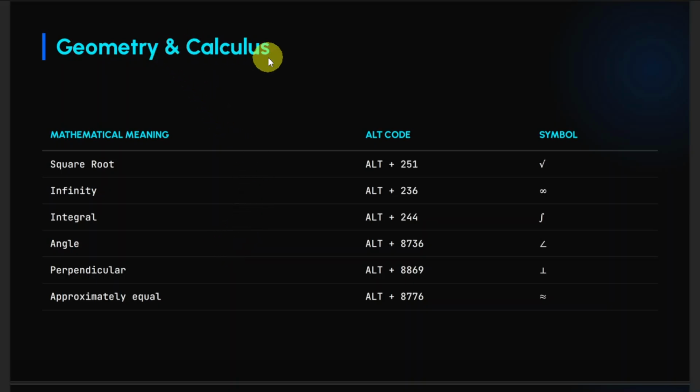These are the geometry and calculus shortcuts. For example, to write the square root, Alt plus 251. You don't write plus, you just hold down Alt and write 251, then you get the square root symbol. To get the infinity symbol, you press down Alt and write 236. Then the symbol comes like this.